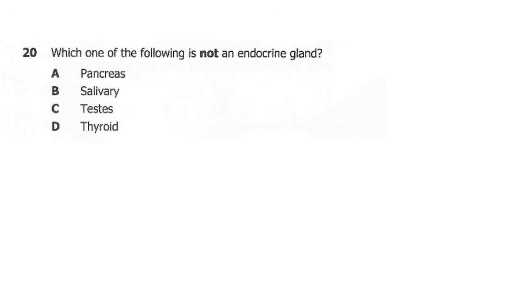Question 20. Which of the following is not an endocrine gland? A, pancreas. B, salivary. C, testes. D, thyroid. Leave your answer in the comment section. Is it A, B, C, or D?